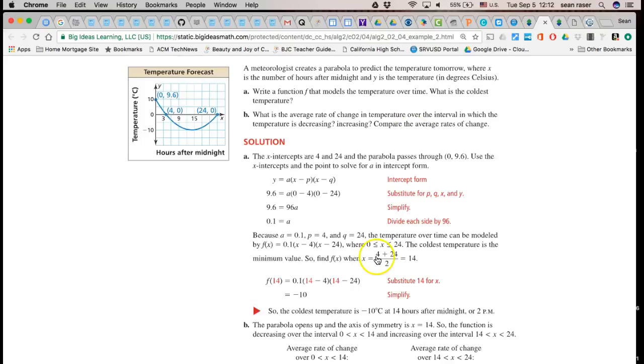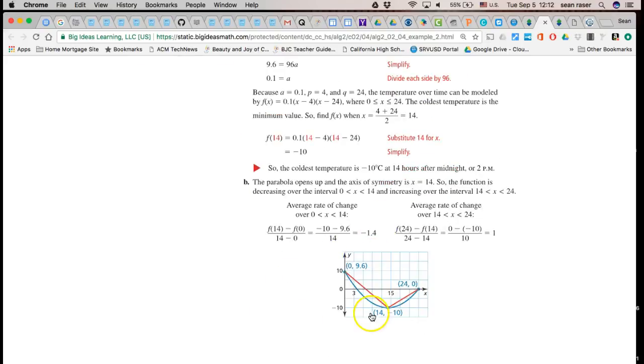Okay? Now this last part, compare the average rate of change. So this is what it looks like here. We just found the slope between the 2 points for our decreasing interval and the 2 points for our increasing interval. And when we compare them, because 1.4 is greater than 1, the absolute value, what that shows us is that the average rate at which it's decreasing is faster or is greater than the average rate at which it's increasing. So that's all compare means.